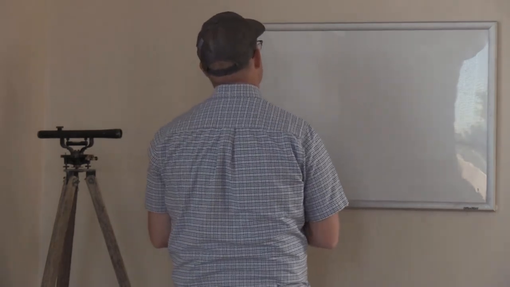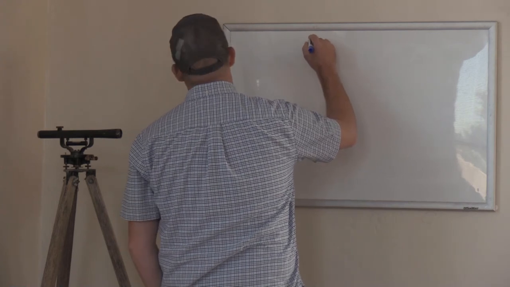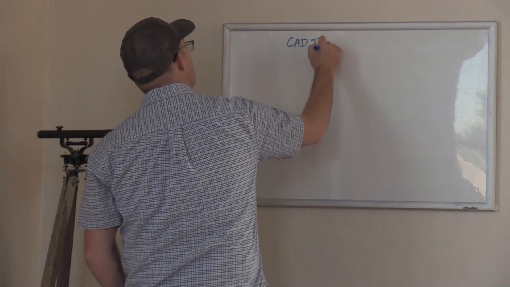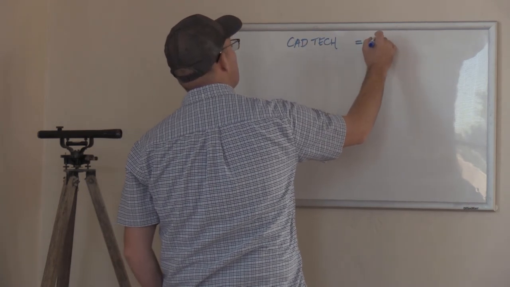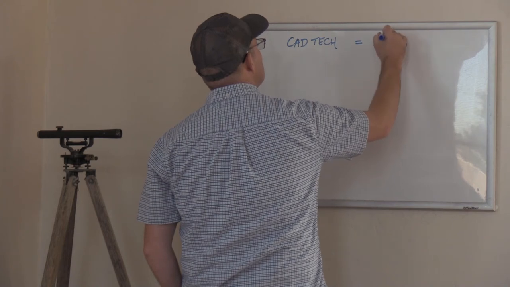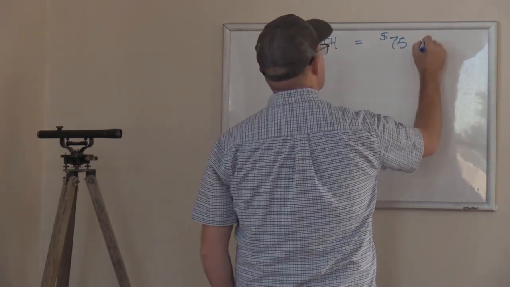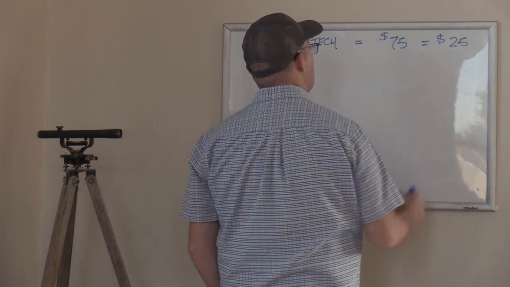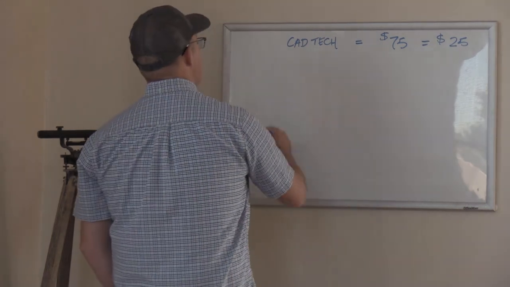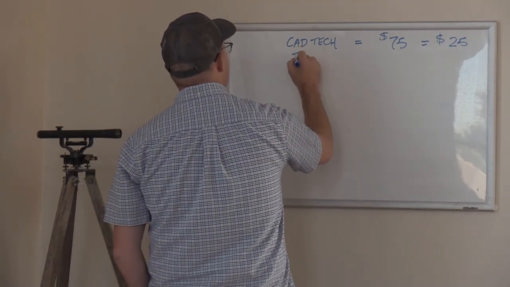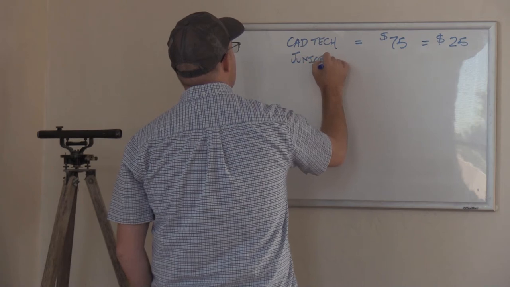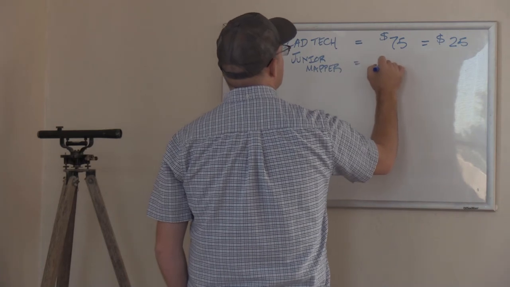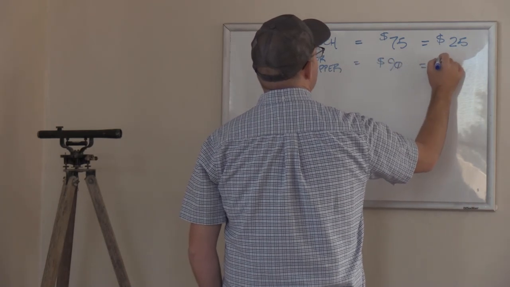So what's the first thing on the list? CAD Tech. Right now, I bill out at $75. So what's the cap on that hourly wage at a 3-1? 25. Okay, then we got junior mapper. The junior mapper billing rate is $90. What's the cap? 30.